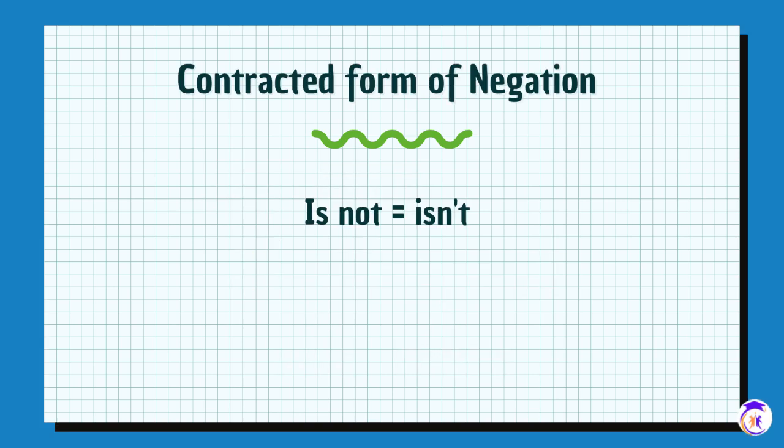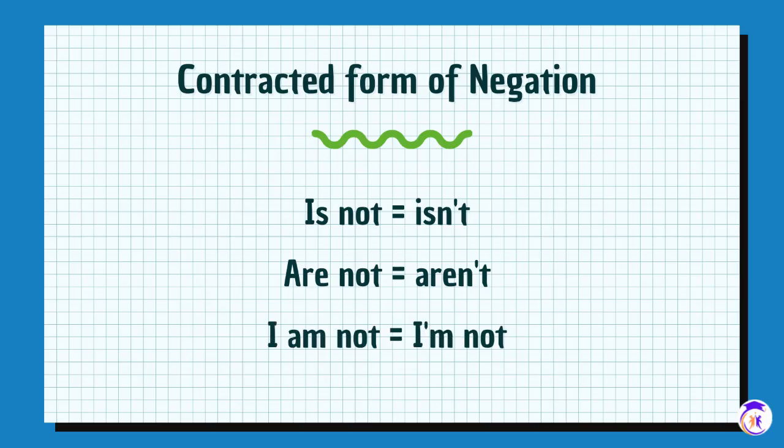How about the contracted form of negation? In spoken and informal language, it's common to abbreviate is not to isn't, and are not to aren't by replacing the O in not with an apostrophe. However, I am not has no direct contracted form, but I'm not can be used.